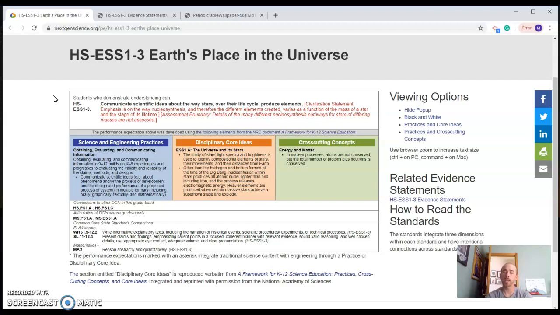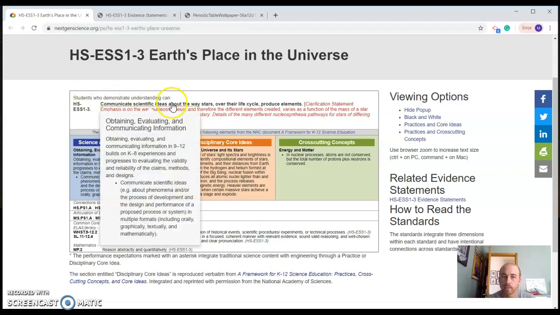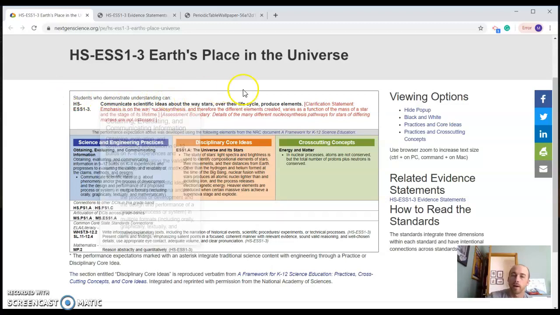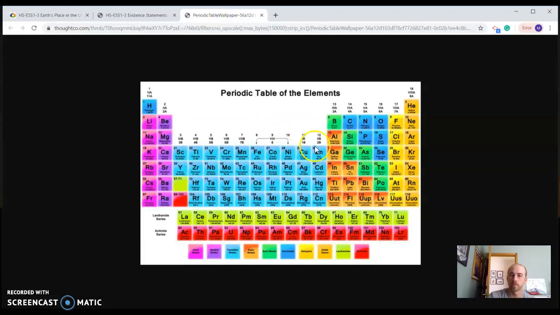The big idea of the standard is broken down into two parts. The first is communicating scientific ideas, making sure that students are able to communicate. The other part is that students can understand how stars produce elements. Essentially, how stars produce certain elements on the periodic table, and how the lifespans of stars produce different elements going up in atomic weight.